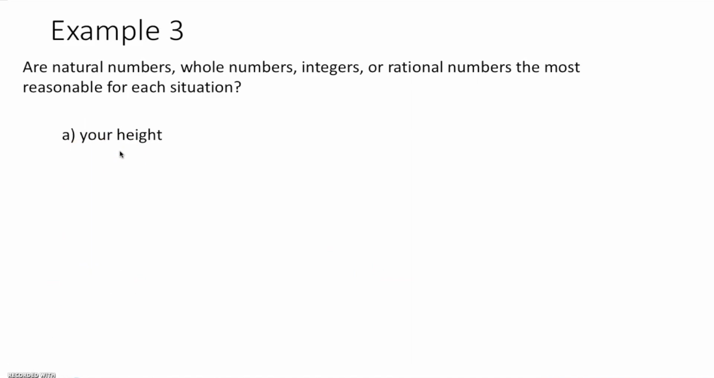So your height. Now in the US, your height is typically given in feet and inches, where an inch is 1/12 of a foot. So if you say that your height is 5 feet 7 inches, you're really saying your height is 5 7/12 feet tall, meaning that you're writing your height as a mixed number, which can be written as an improper fraction. And because it's a fraction, we know it must be a rational number.